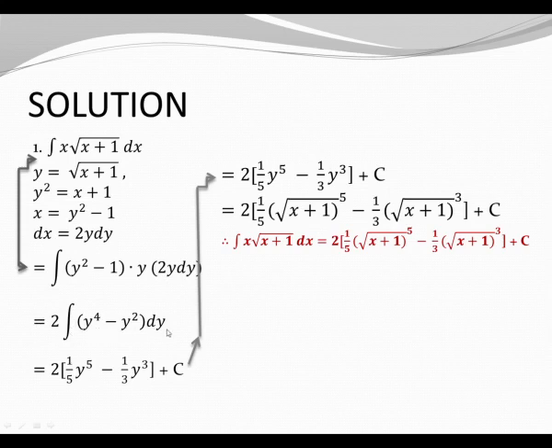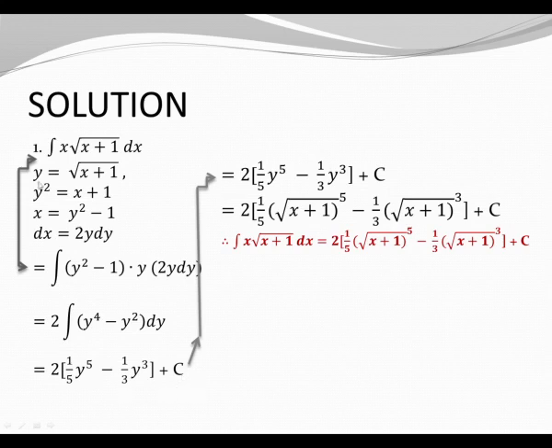So for y to the fourth dy, just add 1 to the exponent and divide by the new exponent. So 4 plus 1 is 5, divided by 5, or simply 1/5 y to the 5th. Similarly, y squared dy is simply y cubed over 3, or 1/3 y cubed, and then upon integration, plus c.